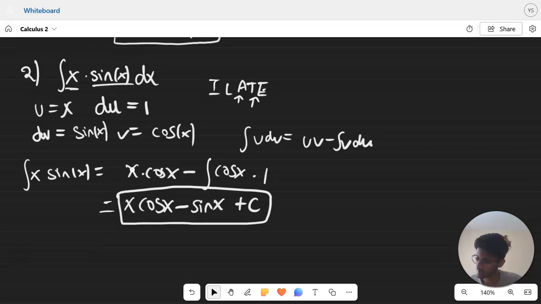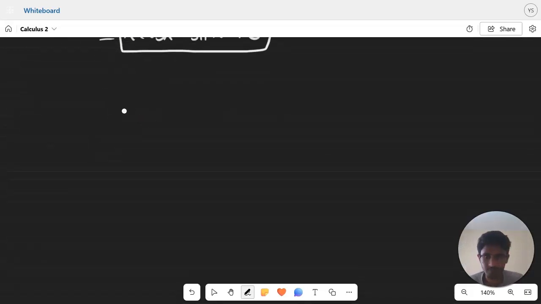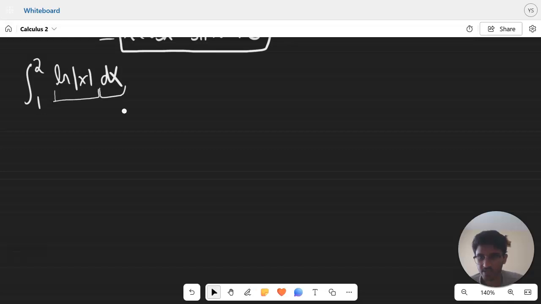So now let's try solving another. Let's have a look at a definite integral using this method. So the integral from 1 to 2 in absolute value of natural log of x dx. So here we have two options, dx and ln x.